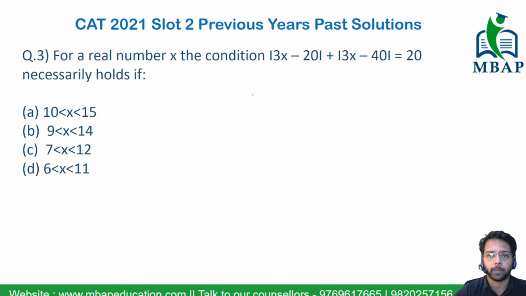Okay, come on. So this question possibly you can simplify first of all by assuming, let's say, 3x to be one constant equal to y. Now the whole expression can look like mod of y minus 20 plus mod of y minus 40 should be equal to 20.